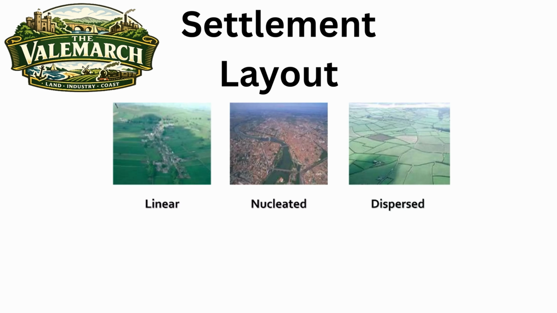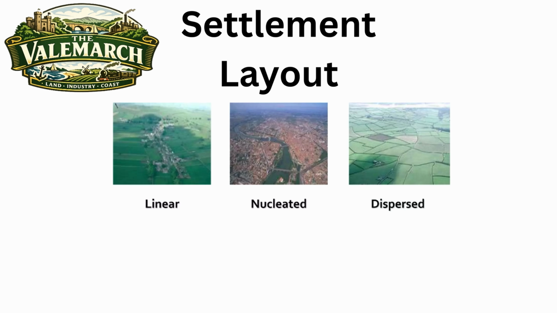Then there's the nucleated layout, a tight centralized core where everything clusters together. Valemarch's Old Town District is built around this idea. It's compact, it will become walkable, and dense with services and shops packed around a central hub. This is going to be the heart of the town, and it is where the identity of this urban area will really start to take shape.